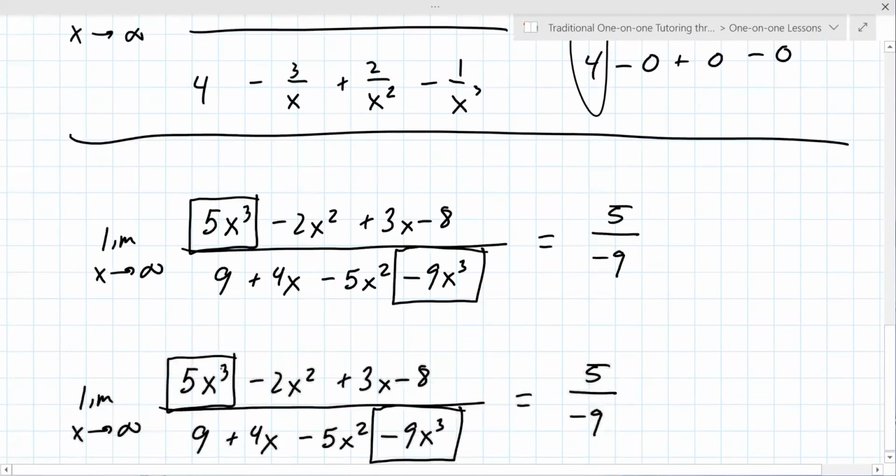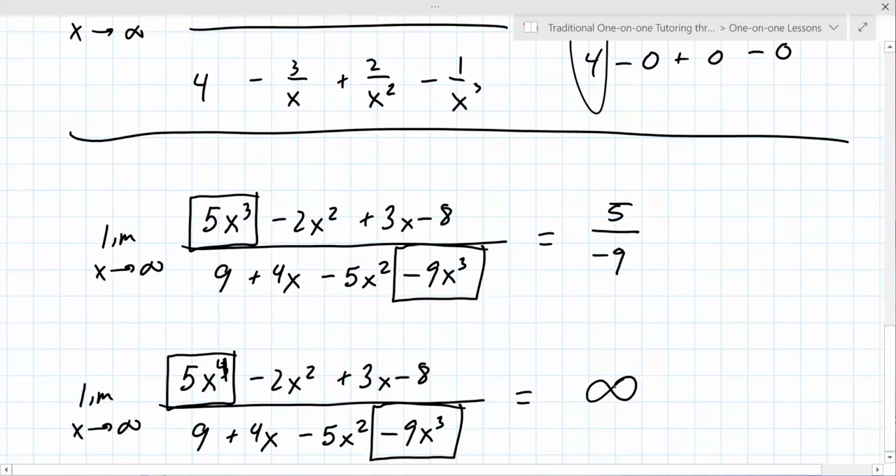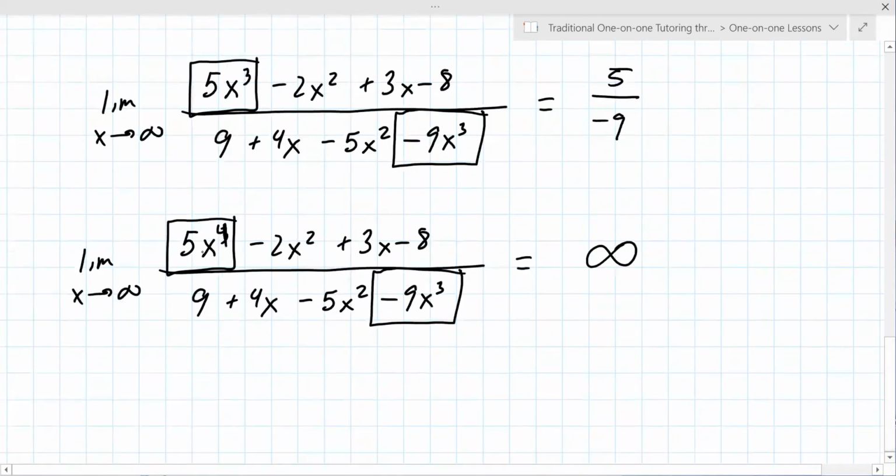All right, so let's make this a 4 now. Because it's bigger, it goes to infinity. And the reason is, when you divide everything by that, the intermediate step is you get 5 over 0, which leads to that. Okay.